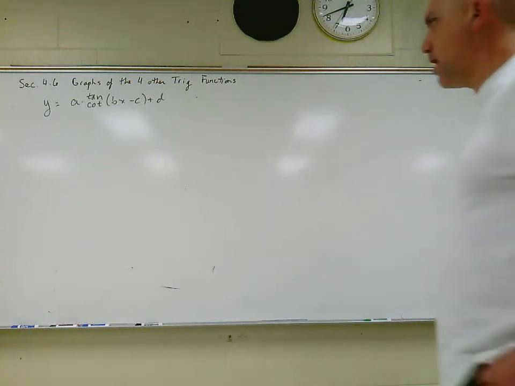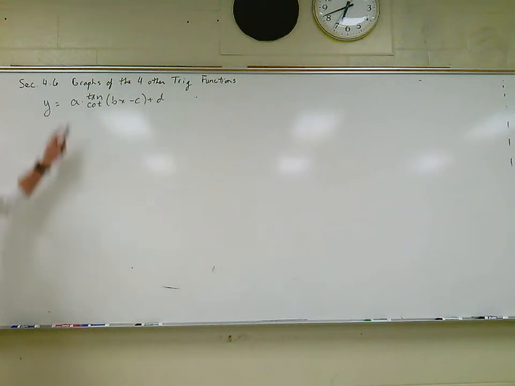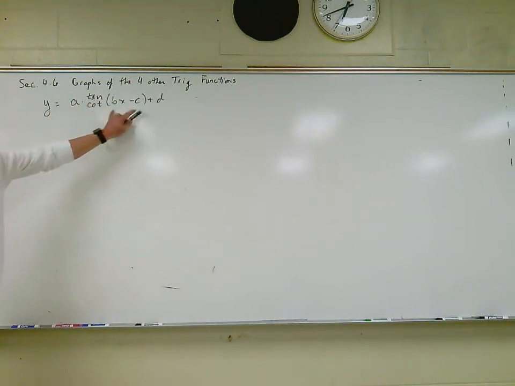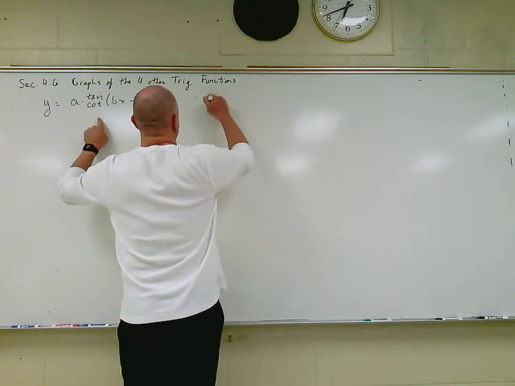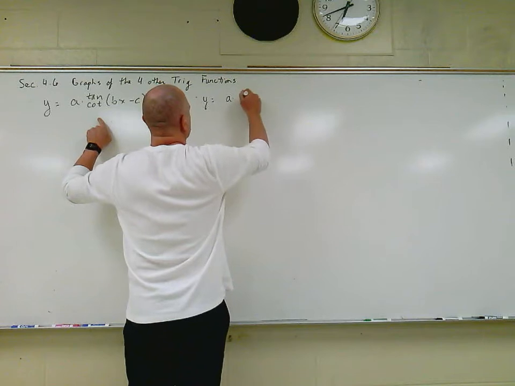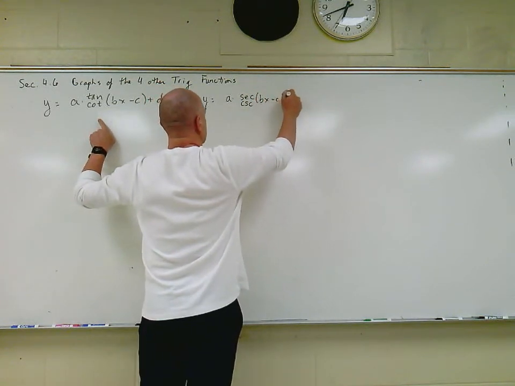Okay, so graphs of the other four. So anyways, we're going to start with tangent and cotangent. But what I was saying to the class is that A, B, C, and D all still do the same things. And these two you're going to see are closely related, and then we're going to do secant and cosecant. And again, bx minus c plus d.